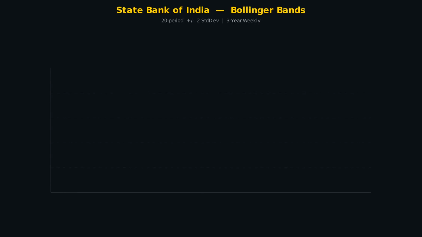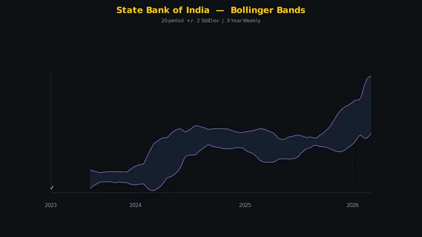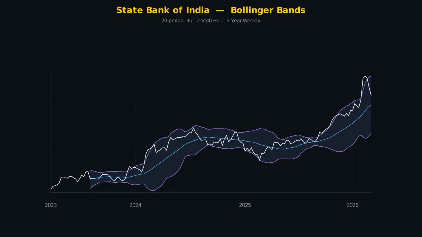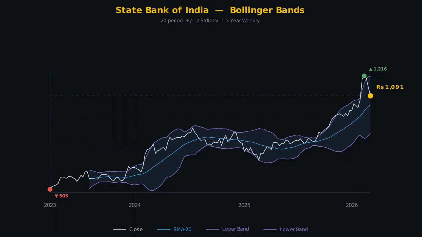Here is the Bollinger band chart for State Bank of India. The shaded region breathes in and out with volatility. Currently, the bands show wide volatility at 14.5%. The price is inside the bands, consolidating. Notice how the price repeatedly bounces between upper and lower bands over this 3-year period. Each touch of a band is a signal.